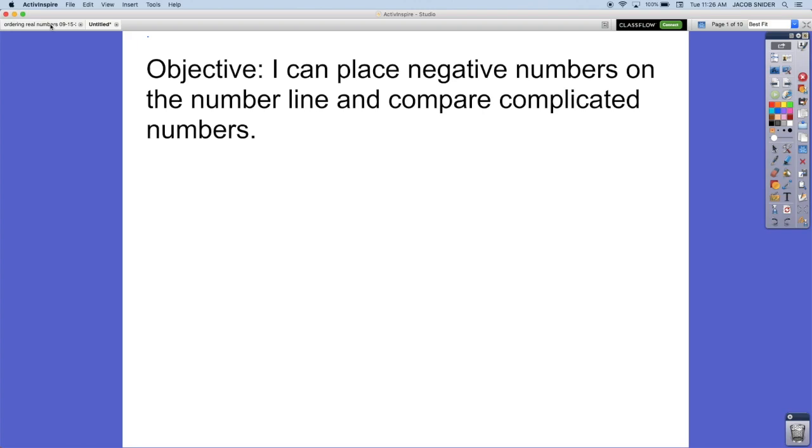So yesterday we worked a lot on the positive numbers, putting them on a number line, figuring out where they would go. So today we're going to talk about negative numbers and how they look on the number line, and then how they compare whenever we're talking about different, more complicated numbers, some of the rational and irrational numbers that we've talked about so far. Okay, so go ahead and copy down the objective. I can place negative numbers on the number line and compare complicated numbers. Copy that out for me.